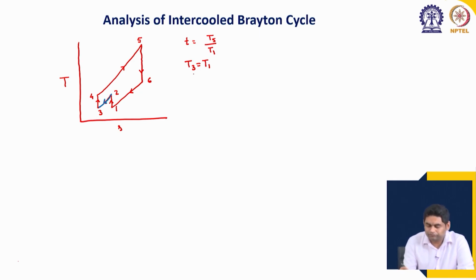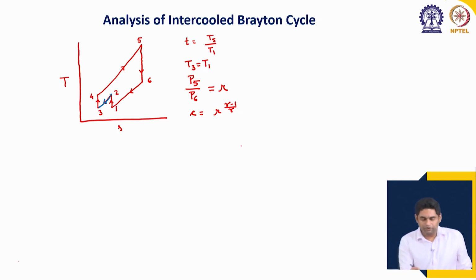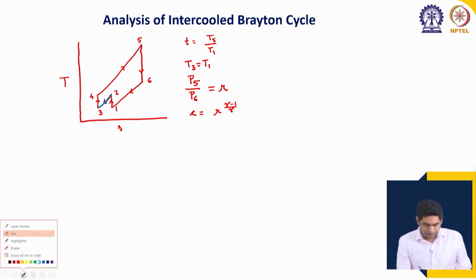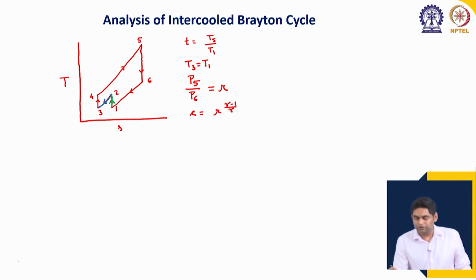Now, we will define the overall pressure ratio P5 by P6, which is usually equal to R as usual. And then C is defined as R to the power gamma minus 1 by gamma. Now, for each of these individual compression processes, for example the low pressure compression, we can associate one compression ratio. Let us say that is R A.